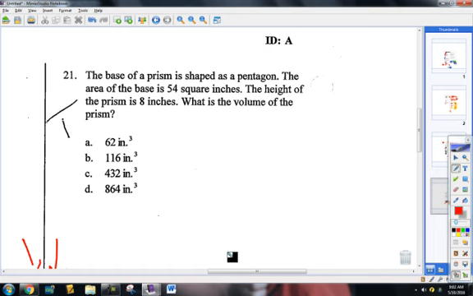-1. Wait, your answer was wrong? And your work didn't match? It's -2 then on that one.